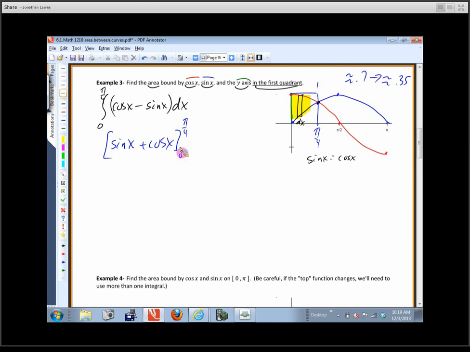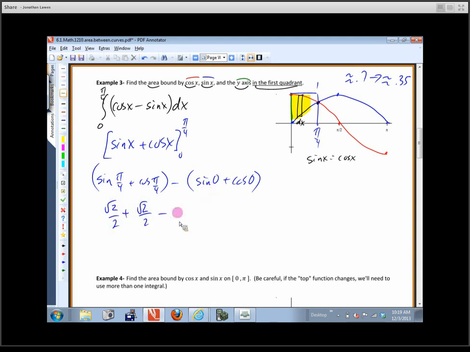Now, sometimes we'll get in the habit of, well, the lower limit's 0, so I don't even have to evaluate that. Is that the case with the trig function? No, we better be careful. Let's evaluate the whole thing. So this is going to be the sine of pi fourths plus the cosine of pi fourths minus what I get when I evaluate it at the lower limit. So that's going to be the sine of 0 plus cosine of 0. I have a hard time writing a 0 without trying to make it a theta when I'm dealing with trig functions. Okay? Sine of pi fourths? Radical 2 over 2. Same for cosine.